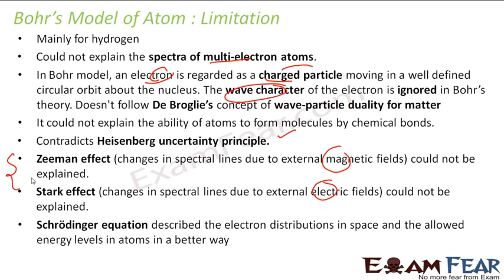And the Schrödinger equation came out after the Bohr model, and that gave a better explanation of the distribution of electrons in space, and gave equations for different orbitals. So actually the Schrödinger equation gave a better explanation of the atom than Bohr's. So Bohr became an obsolete model, and Schrödinger's quantum model became the popular model.